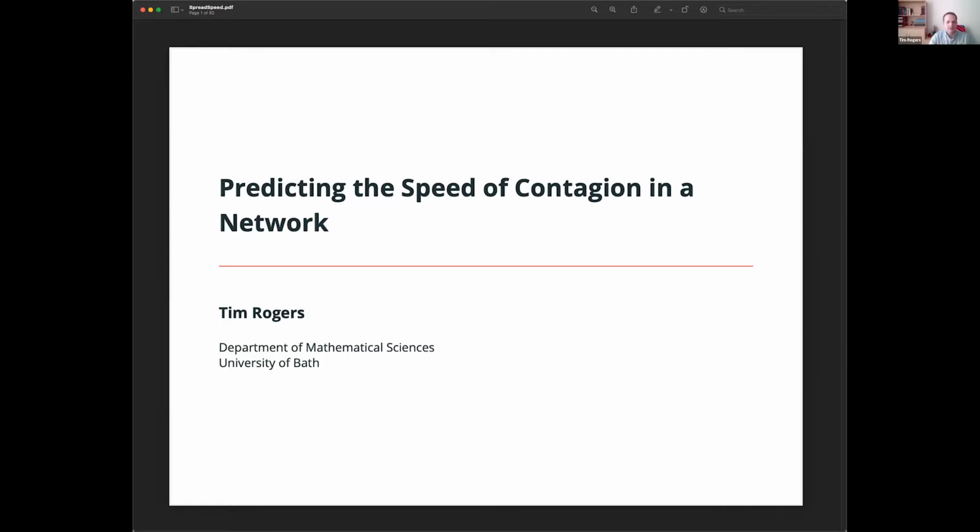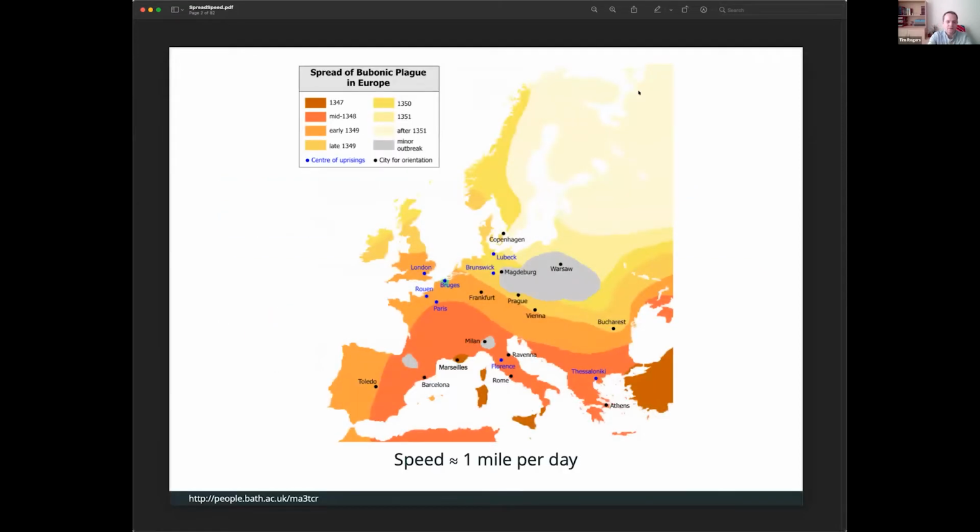Okay, so let me pass to this slide that I like to show. This is a picture I've stolen from Wikipedia. It's a heat map showing the spread of bubonic plague across Europe. Each of these colored bands tells you when the plague first appeared in these parts of Europe. And you can see this stripy pattern here. There really was a geographic spread from south to north, and you could in fact measure the speed. The speed was about 1 mile per day.